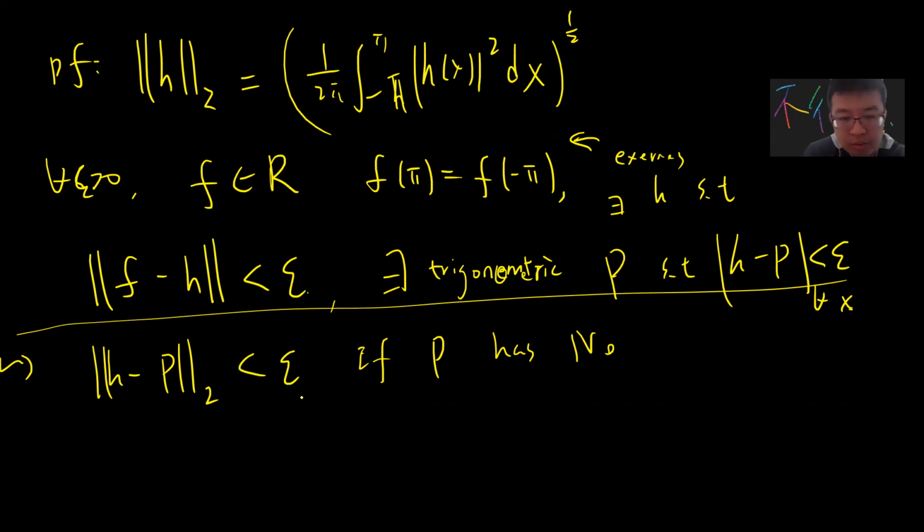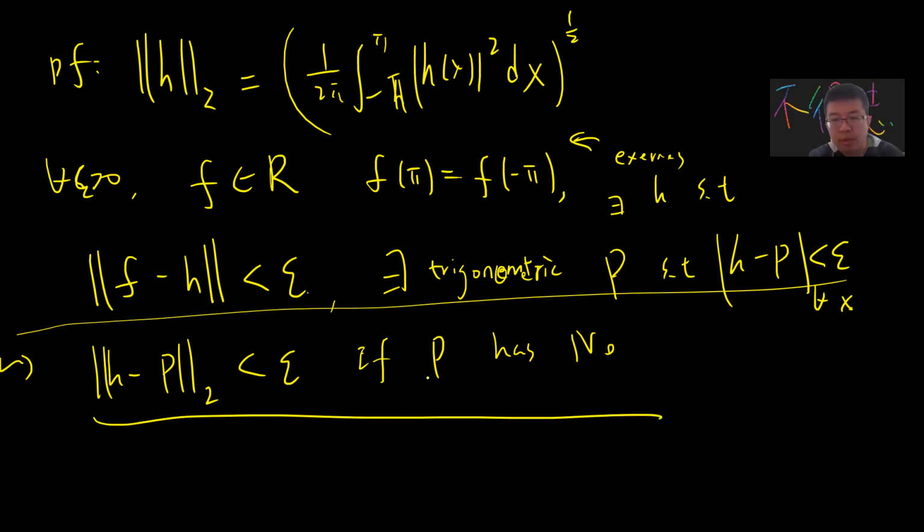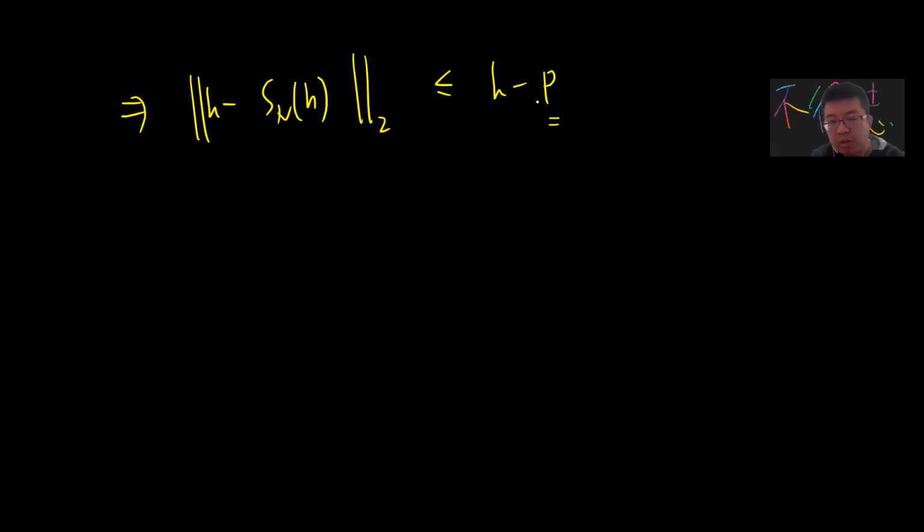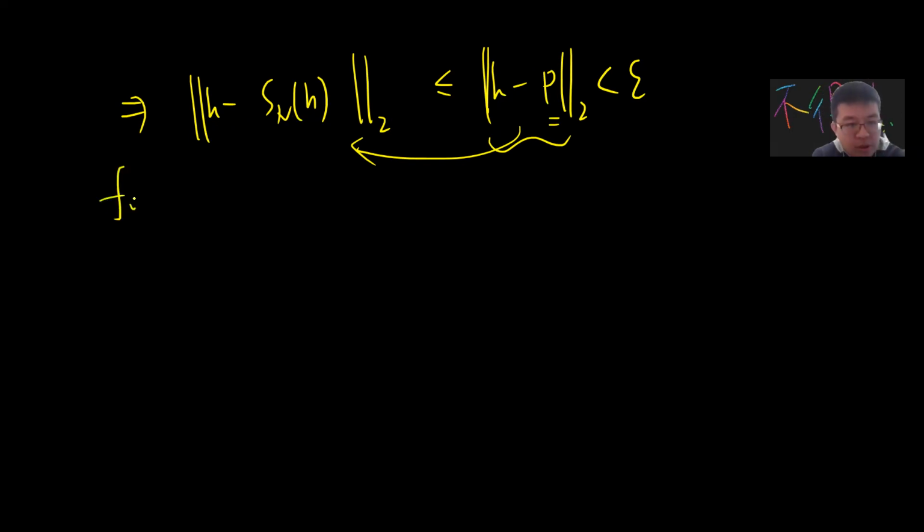So, this is my assumption. And by the previous theorem, we know that the norm of h minus Sn of h is less than or equal to the norm of h minus p, because p is a trigonometric polynomial at least epsilon close. So this is a previous theorem that I already proved: Sn of h will be the closest polynomial compared to this p, for all n greater or equal to n0.